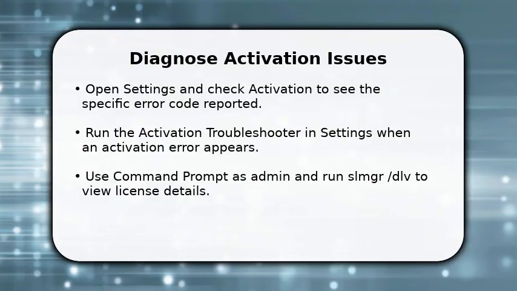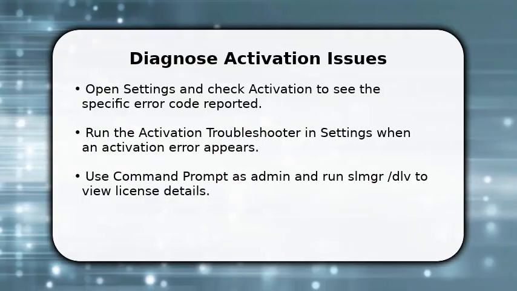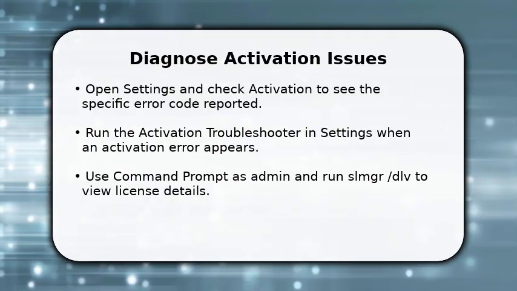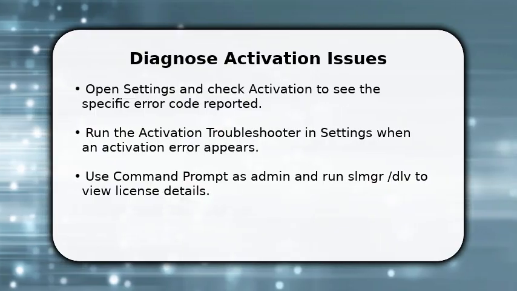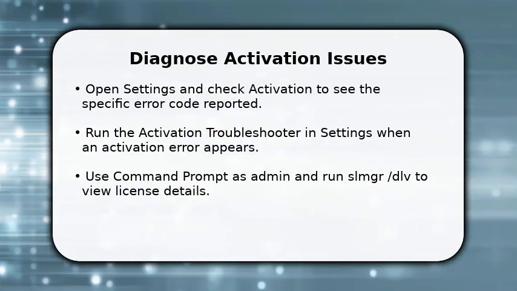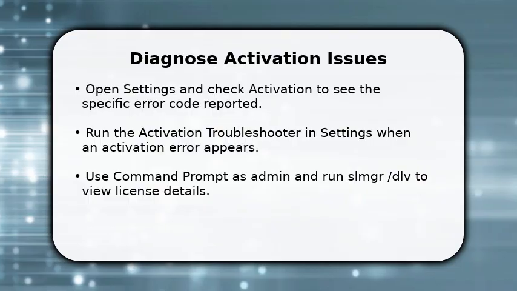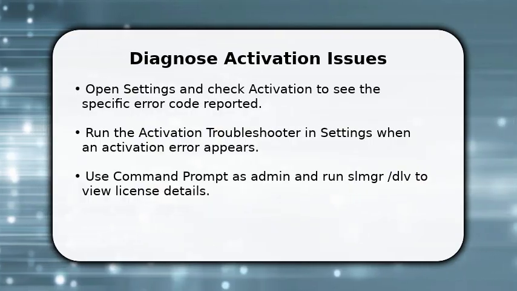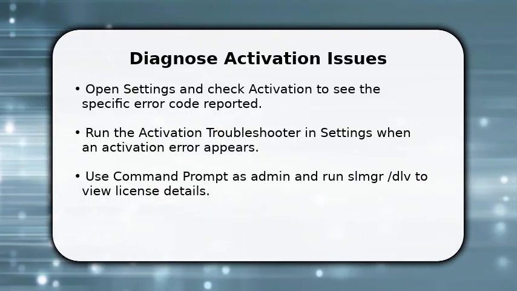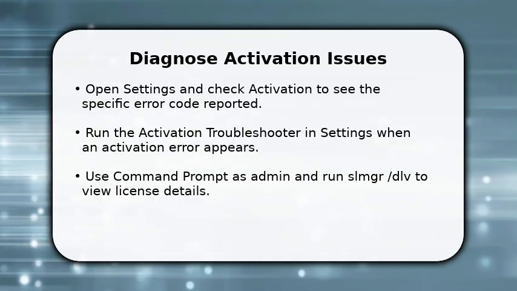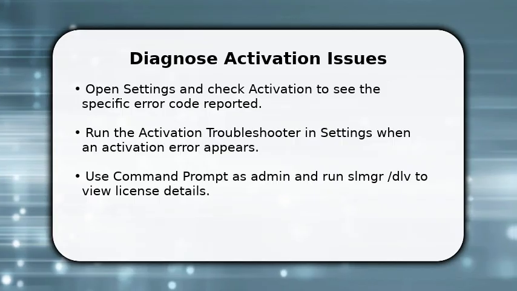Open Settings and check Activation to see the specific error code reported. Note the code and any short message shown by Windows. Verify your device shows a digital license linked to your Microsoft account when possible. Confirm date, time, and time zone are correct because activation needs accurate system time.